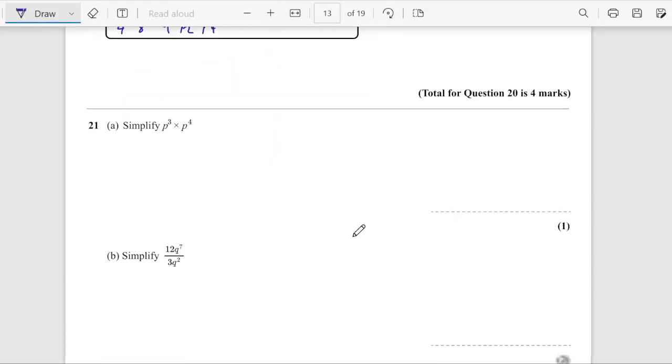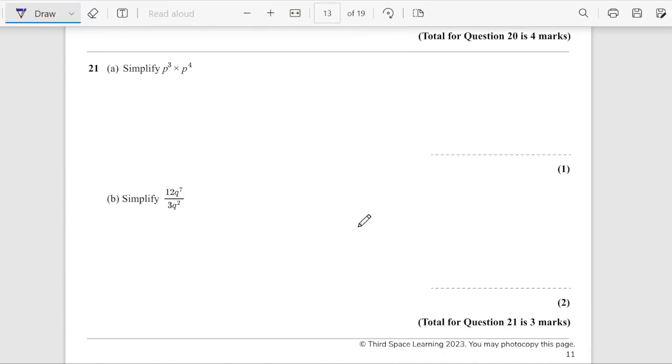Right, question 21. So simplify. We've got index laws, so we're going to be adding the powers, so that's going to become p to the power 3 plus 4 would be 7. 3 goes into 12 4 times fully, and then again laws of indices, we subtract the powers, so that would be q to the 5.